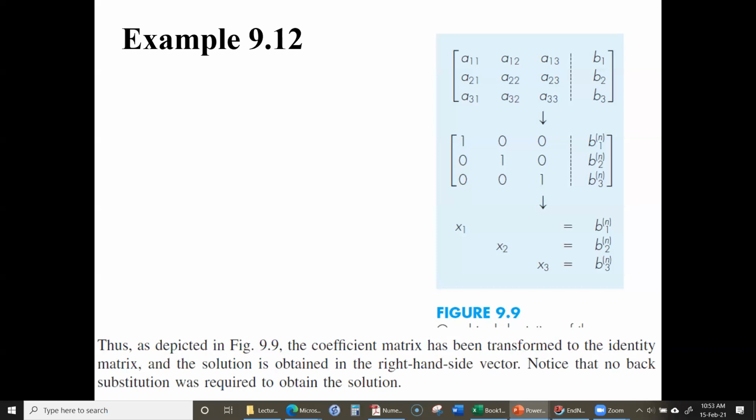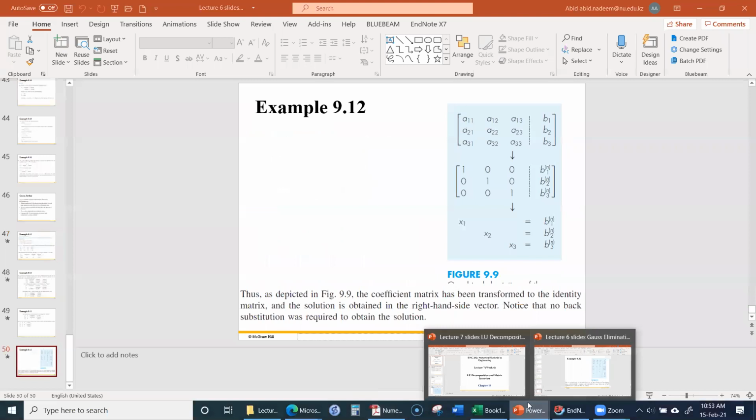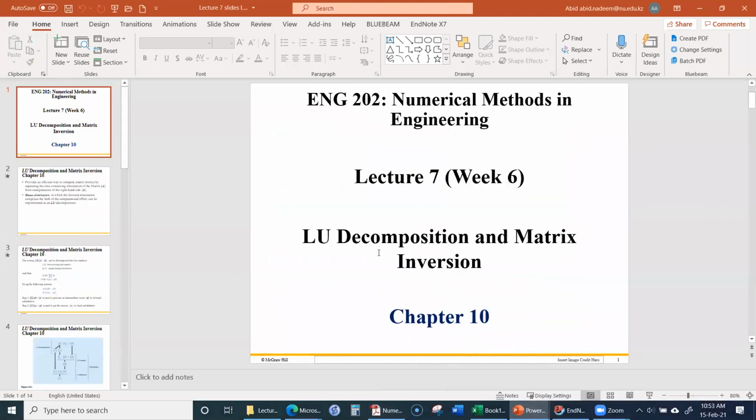Okay, so that was it about this topic. Next, we will start lecture number 7 about the LU decomposition and matrix inversion. That's all for today. Do you have any questions?